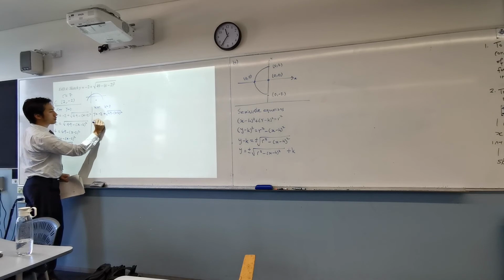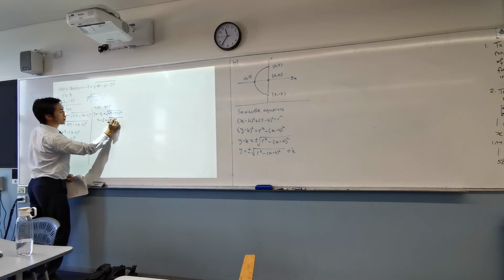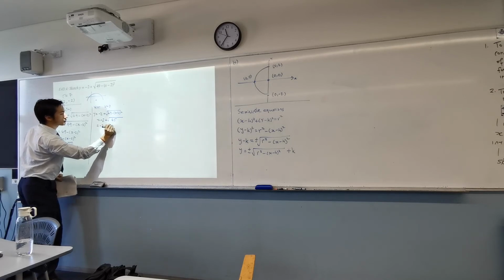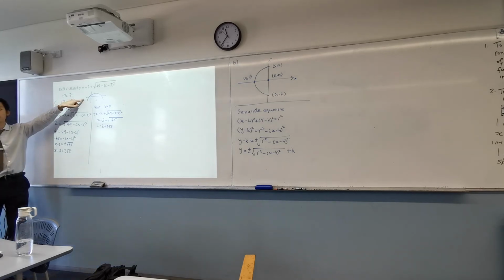So let's follow our BODMAS. It's minus 2 plus the square root of, this is positive 4 and it's 49 take away 4, which is 45. And I can simplify that to negative 2 plus 3 root 5. Okay, and we notice we only get one solution for y, and the graph we drew earlier confirms that.